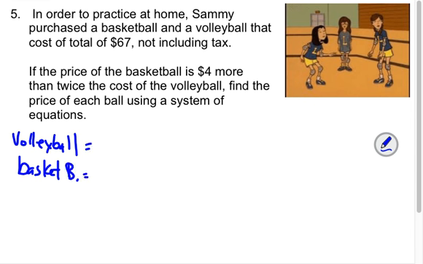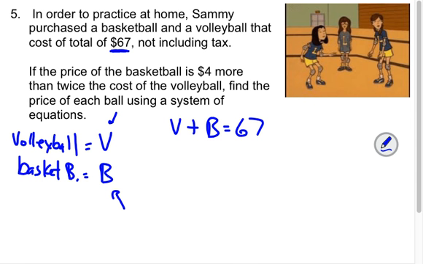Some people would use X and Y here. I'm going to use V for volleyball and B for basketball so I know what I'm talking about. I think it works a little bit better. A lot of times one of these equations is very easy to set up. V is the total cost of the volleyball, B is the total cost of the basketball, but if I add them together I get $67. So V plus B equals 67.